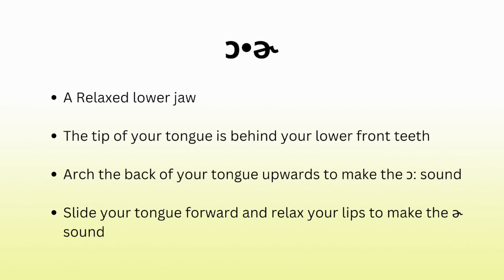So the mechanical placement for the correct pronunciation of or is a relaxed lower jaw. The tip of your tongue is behind your lower front teeth. You arch the back of your tongue upwards to make the all sound, and slide your tongue forward and relax your lips to make the sound. So that's the proper placement for the diphthong or. Now, let's just try it a few times. Or.